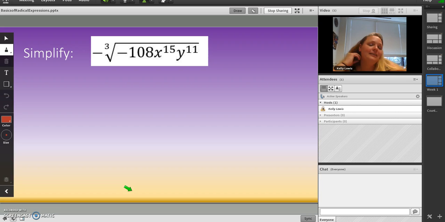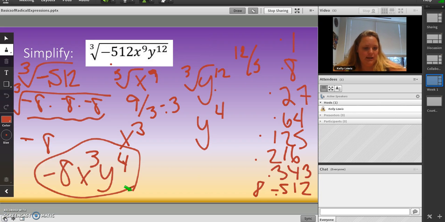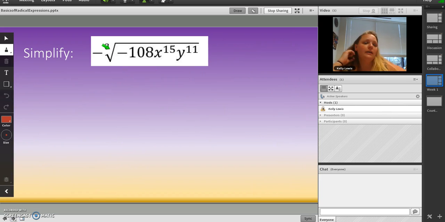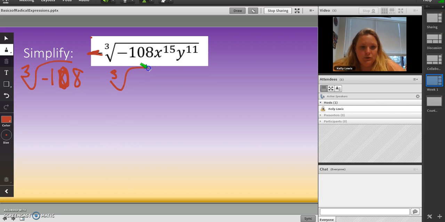Another one. Make sure it has a negative. Yeah, it has a negative because there's a negative right there. All right, so we're going to do this guy, and just don't forget to change the sign at the very end. So cubed root of negative 108, cubed root of x to the 15, cubed root of y to the 11.